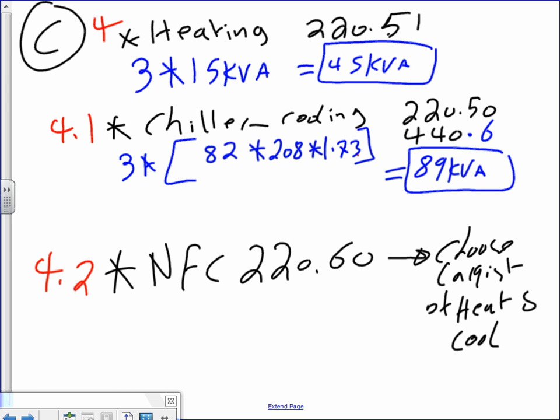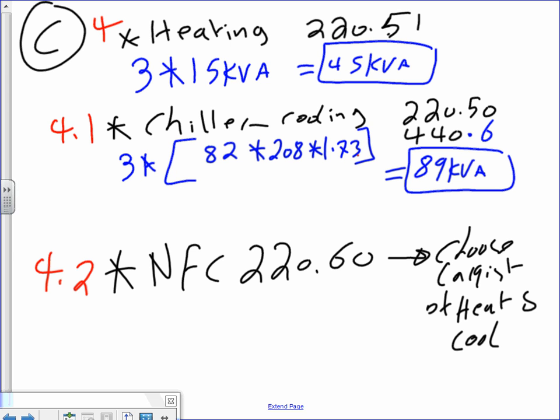The 3 comes because we have 3 chillers, right? The number of chillers. Everybody understand how to do the math by the volt amp? The worst thing that could happen to you is if you add an amp to a volt amp. Can't add amp to volt amp. Amp is amp and volt amp is volt amp. Everything is sized based on volt amps.